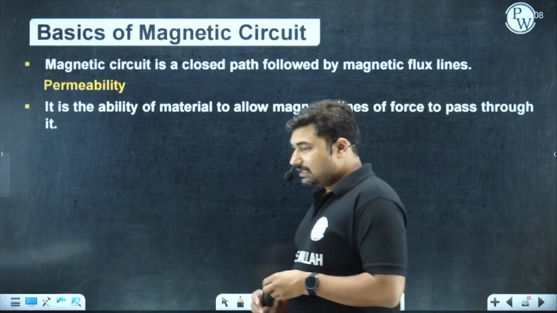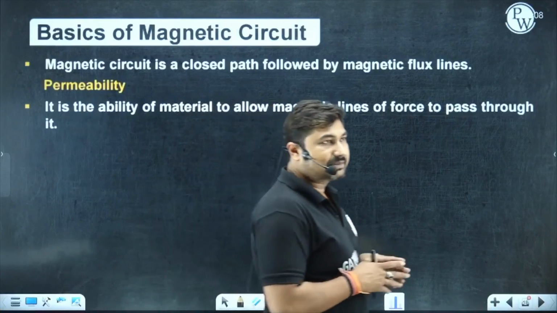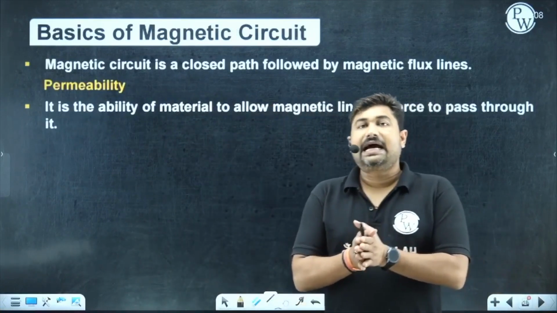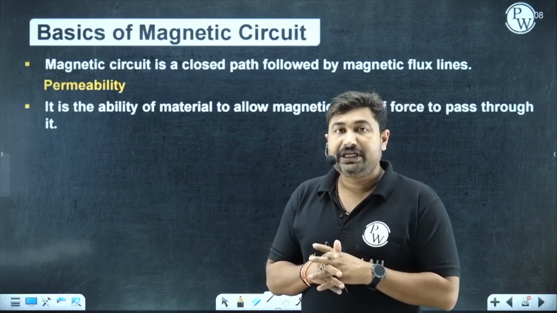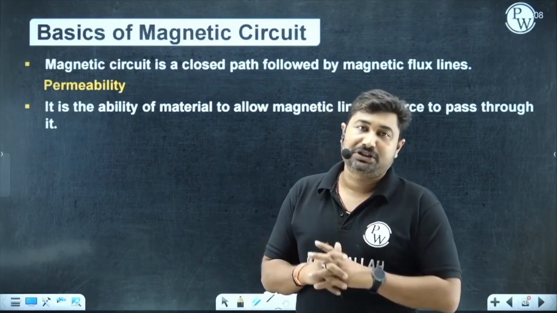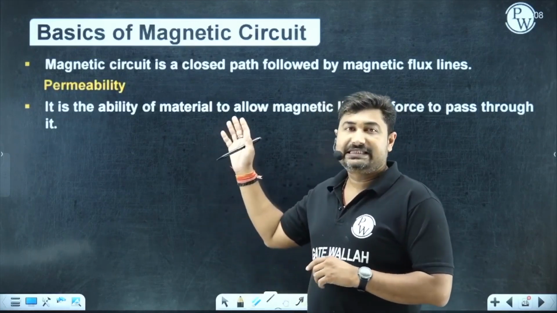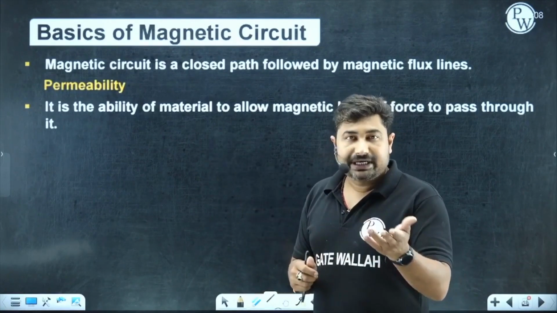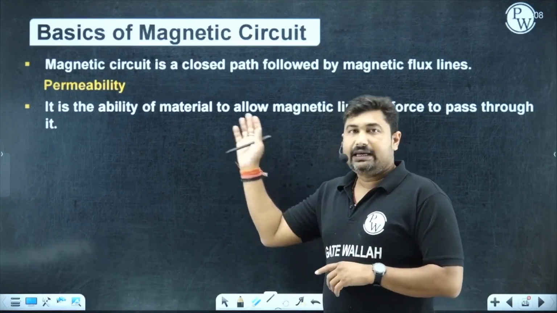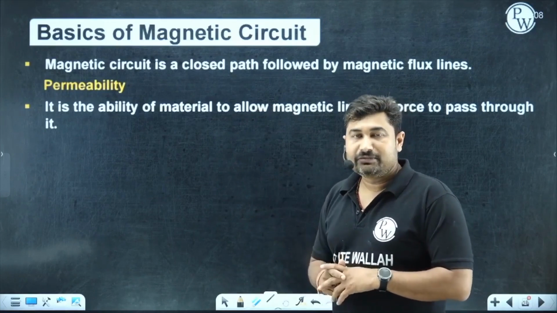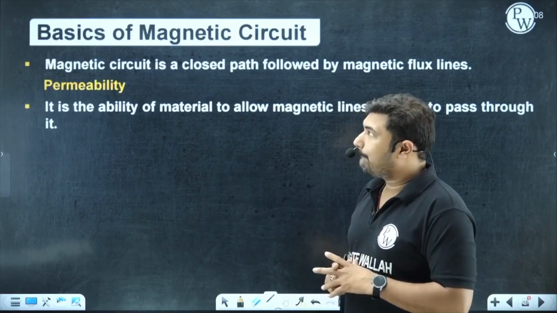Now come to some basic magnetic circuit parameters. In order to understand the transformer and the electrical machine, we need to know some basic terminologies. So I am just going to introduce them. Already you have studied these terminologies in your intermediate, your 12th class. But again, I am going to introduce some of them which are highly needed in this subject. So first one is permeability.